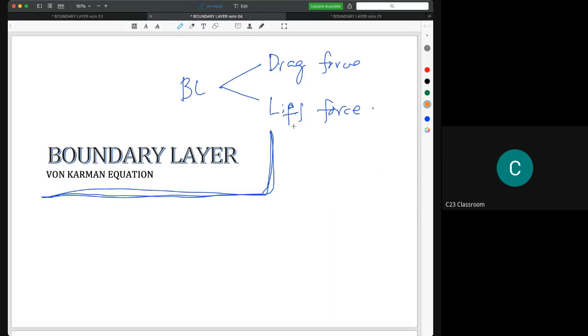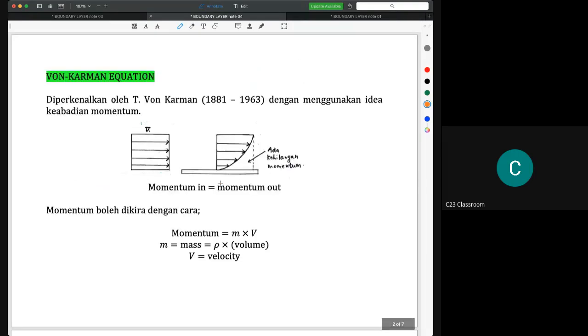Here we will show you the derivation of the Von Karman equation, and the main purpose is to estimate the value of shear stress. Then when you get the shear stress, you could calculate lift force and drag force. Von Karman was a scientist who lived between 1881 and 1963.